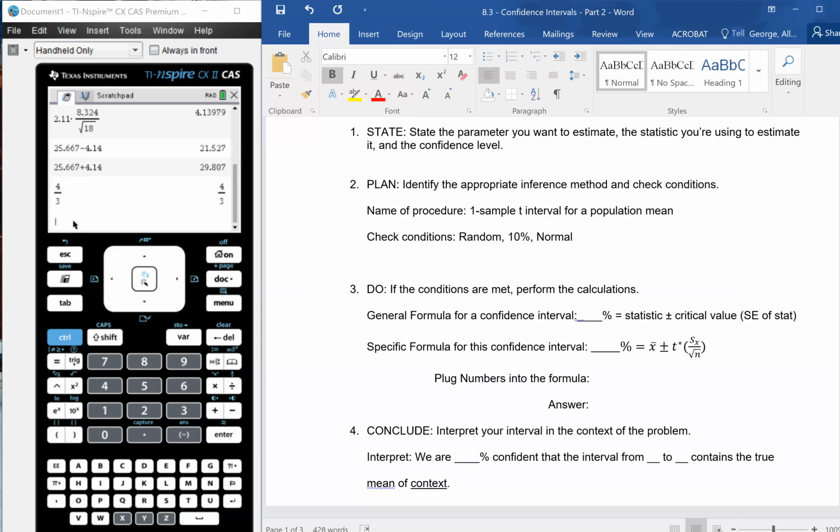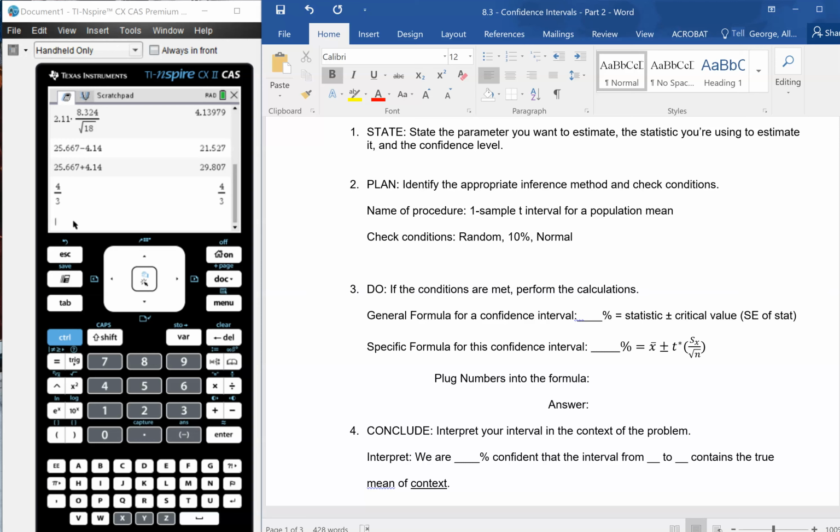And one of the things that I found was a common thing that got left out was people forgot to identify what they were doing. So make sure that you are saying, okay, I am doing this one sample T interval for a mean, or I'm doing a 2 sample Z test for P. So just make sure that you're putting the label in there.